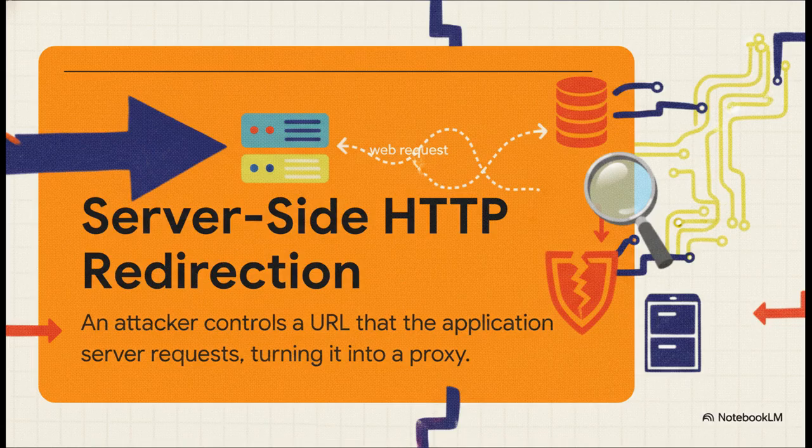The danger? An attacker can provide a URL pointing to a server on the internal network, one that's not exposed to the internet. Because the request is coming from the trusted application server, it often sails right past the firewall. This lets attackers scan internal networks and attack machines that they could never reach directly.